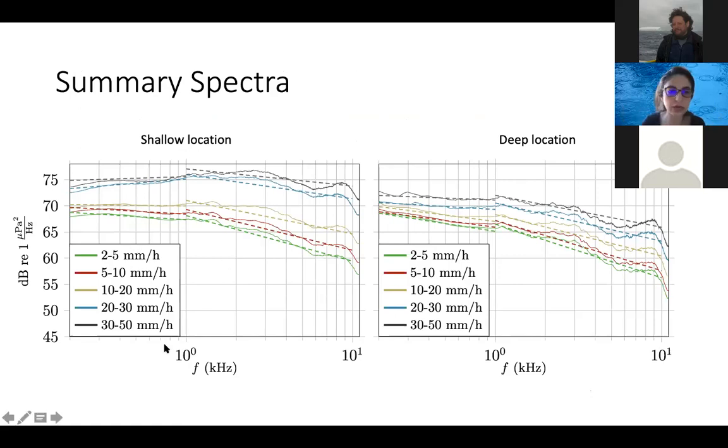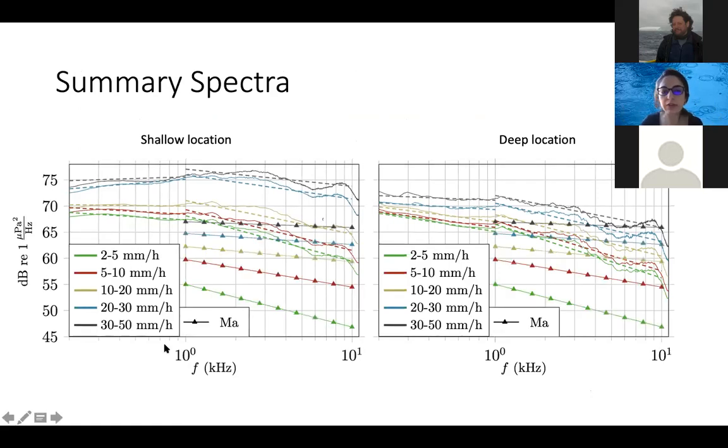So you see different rain rates here. And people have published results before that are a little bit below what we have. And again, it's because of the different locations. These results were recorded in open ocean, where our result is on the continental shelf. So it's the environment that impacts the ocean noise level a lot.